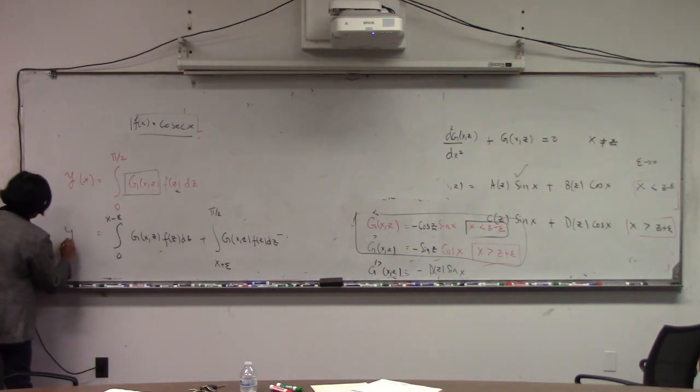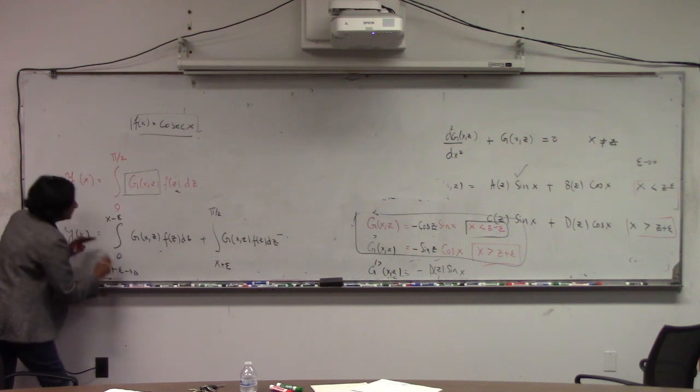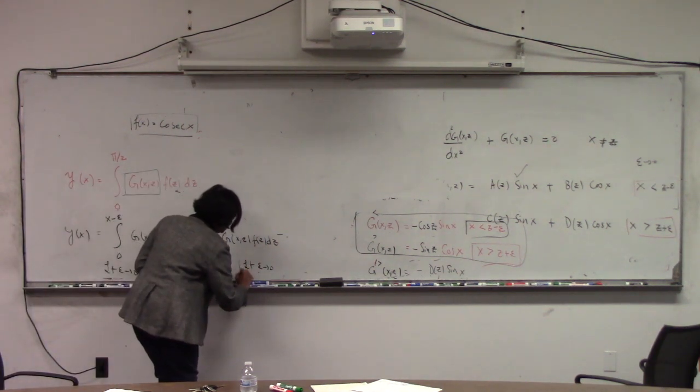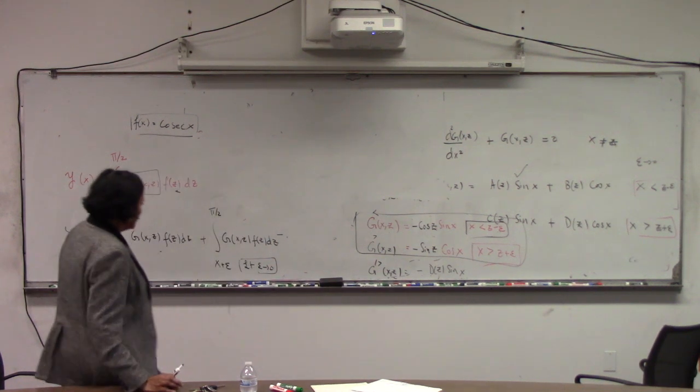Epsilon tends to 0. Yeah, because otherwise we need to consider one more interval. No, when I say epsilon, it's always the limit epsilon tending to 0.